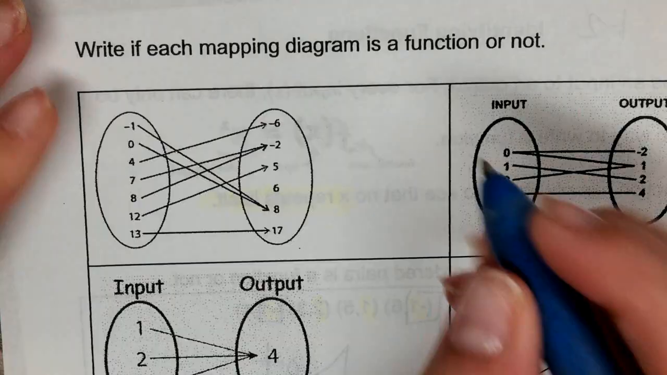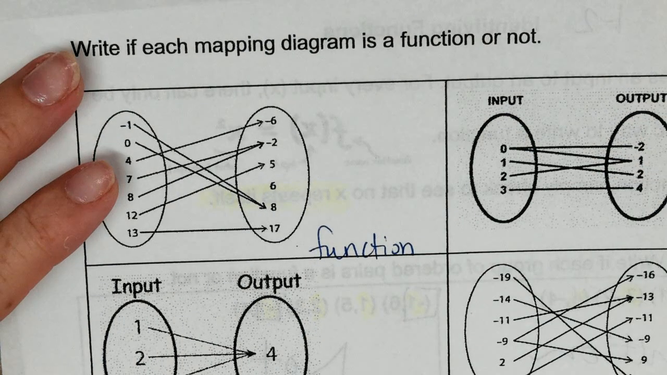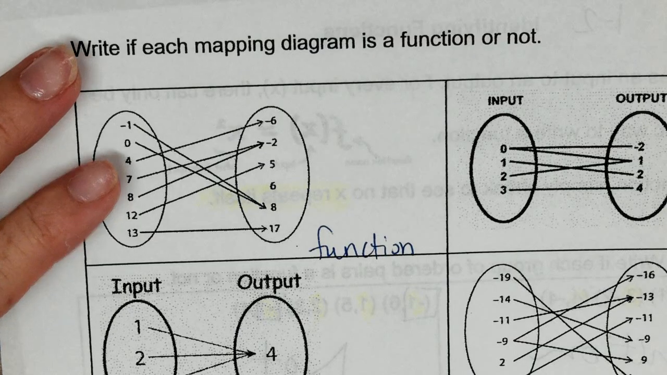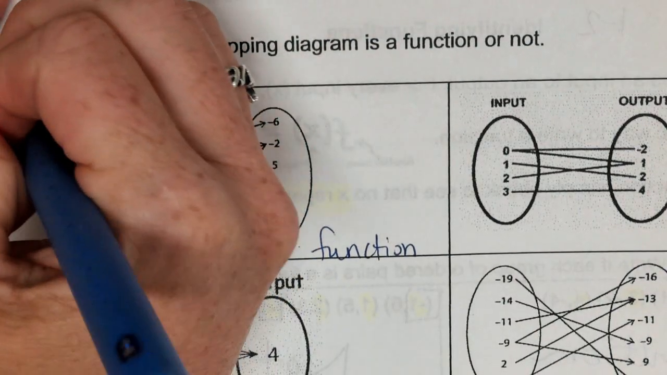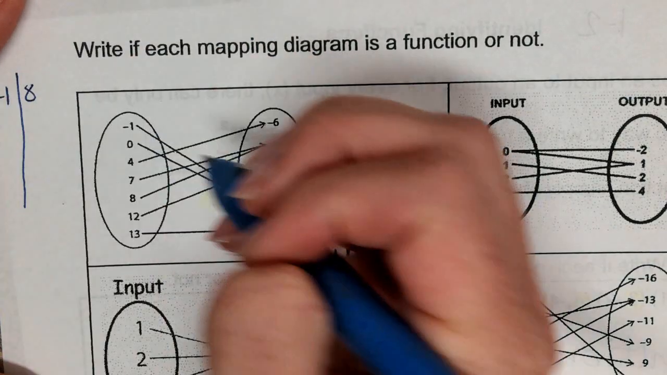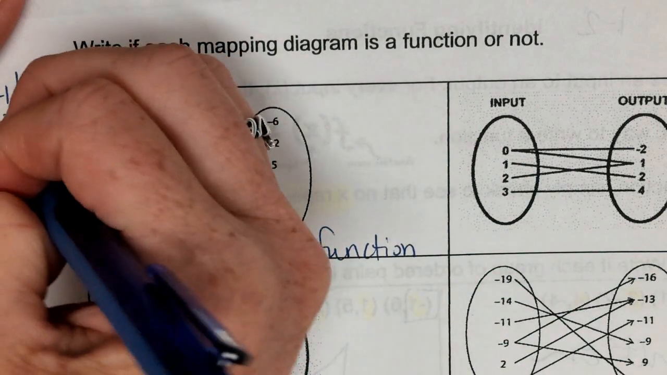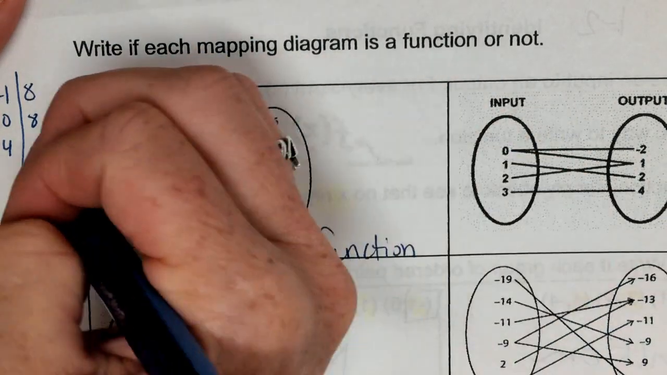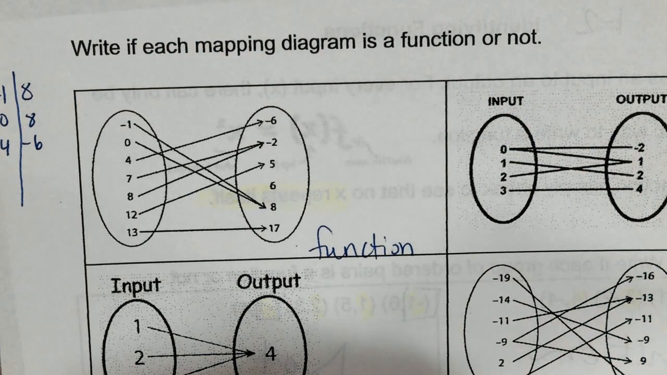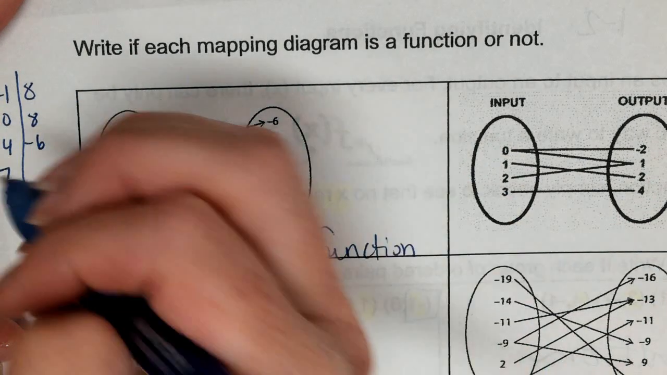This is a function. If you need to write it out how I taught you on Friday, you absolutely can. You could go over here and put -1, you could make a table, goes with 8. 0 goes with 8. 4 goes with -6. Y'all see what I'm saying? You could go write it out, and you would see none of these repeat themselves.